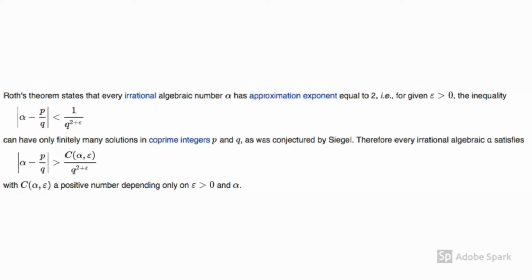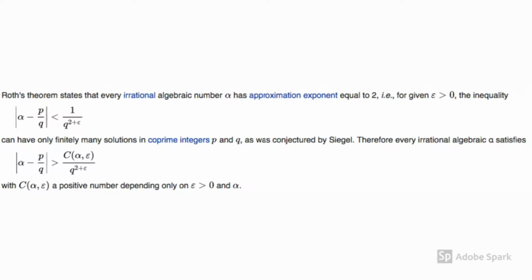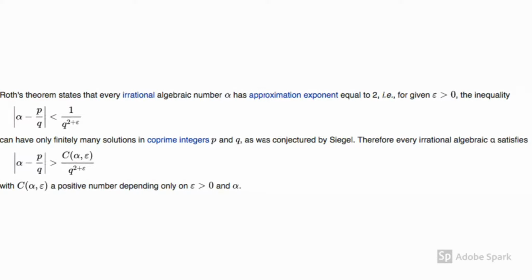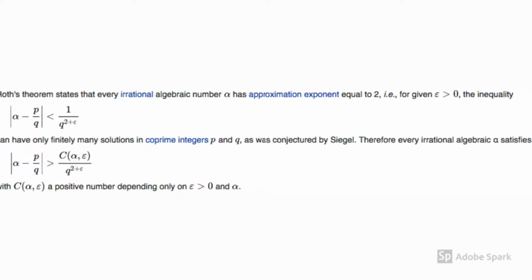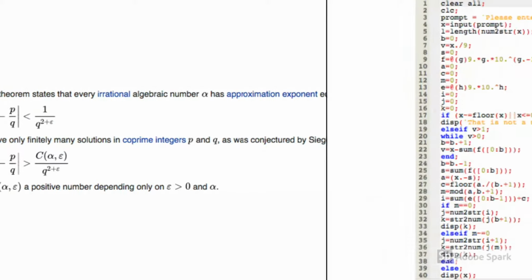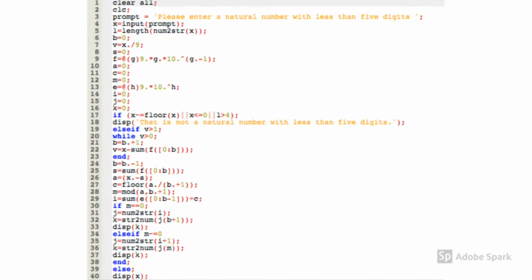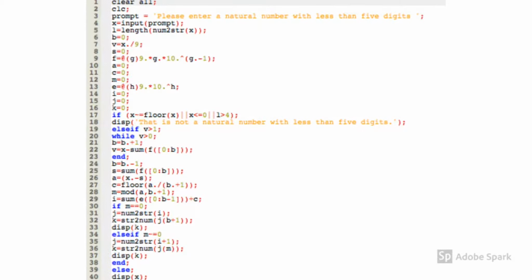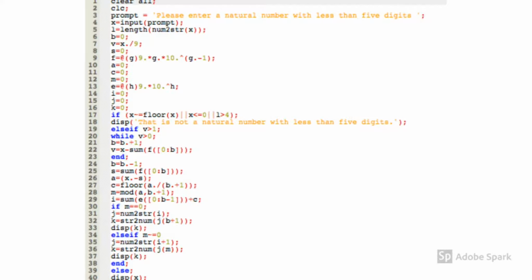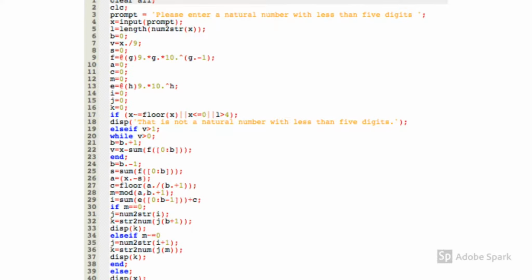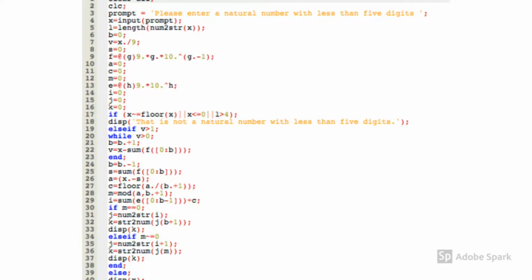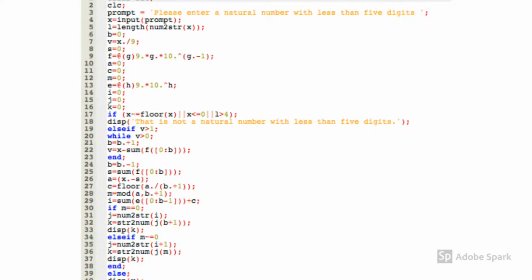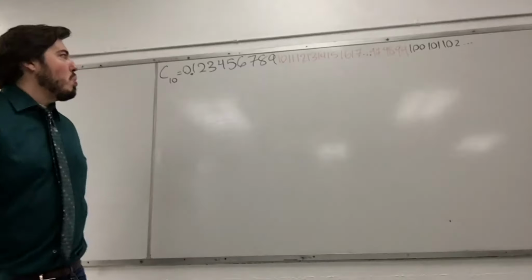Now, the reason he included those other famously irrational and transcendental numbers in the last slide is because the Champernowne constant has famously been shown to be transcendental using Roth's theorem. So my goal for this video is to find a MATLAB script to show us the nth digit of the Champernowne constant so that we can find the 1000th digit of the Champernowne constant as per Black Pen Red Pen's video contest.